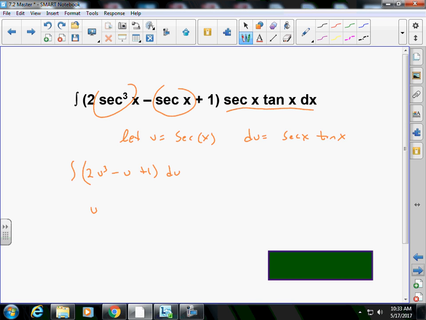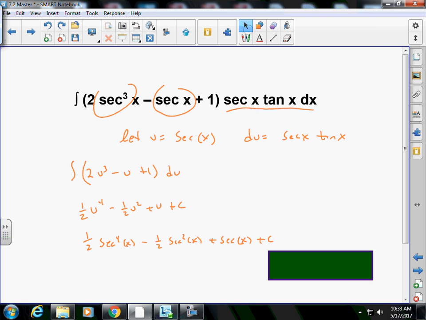I get u to the fourth times a half minus 1/2 u squared plus u. And I want to add a constant. My u is secant, so I'm going to put that back in. Secant to the fourth x minus 1/2 secant squared x plus secant x plus a constant.